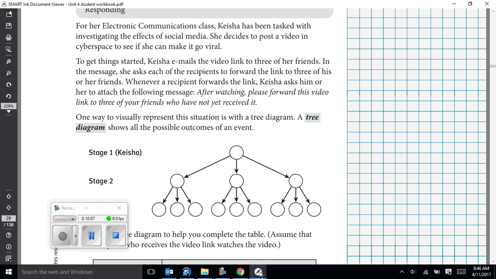All right, so why don't you read that top paragraph, and that kind of gives you the background. We're going to be dealing with emails and how things can go viral and what that means. Like, what's happening mathematically when things go viral. So read that.